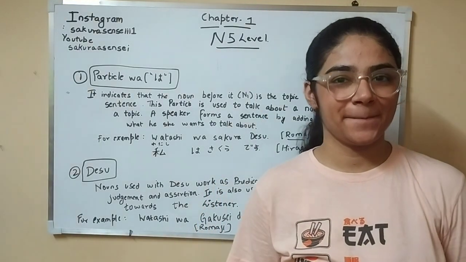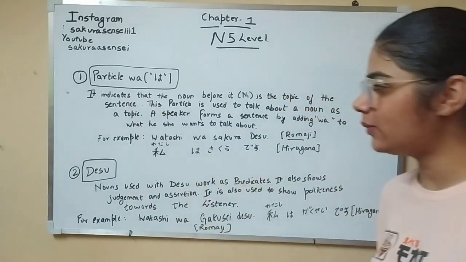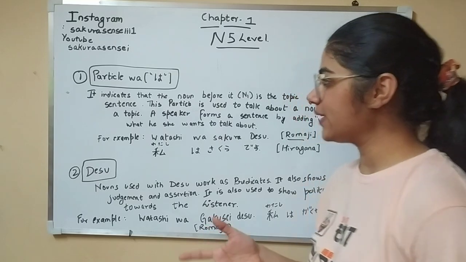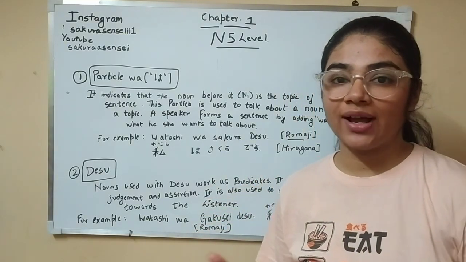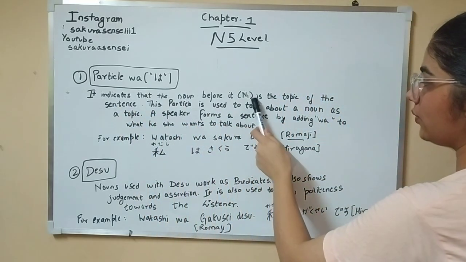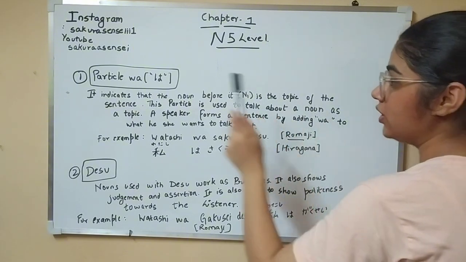Okay, so let's begin. Particle wa. I've also talked about this particle in one of my YouTube shorts as well. So basically, particle wa is used with a noun when we take the noun as a topic. It indicates that the noun before it, N1, is the topic of the sentence. This particle is used to talk about a noun as a topic.